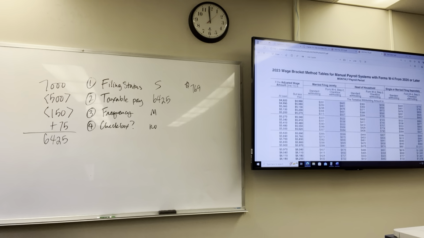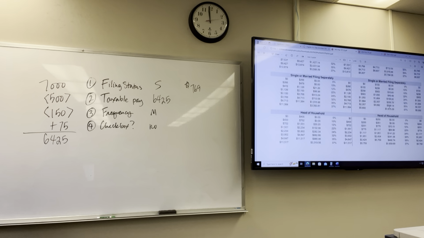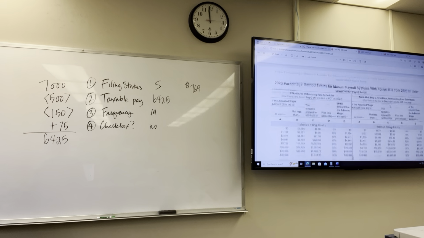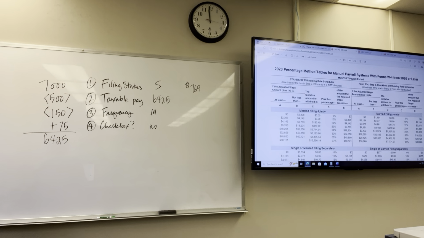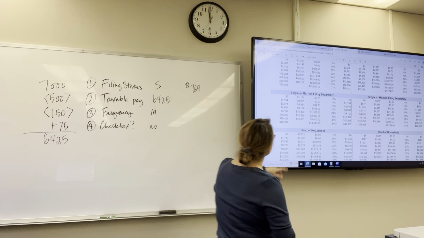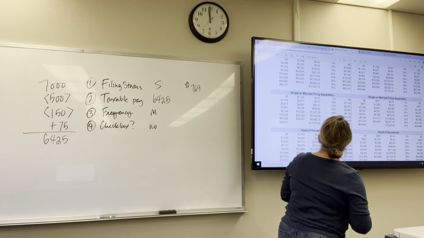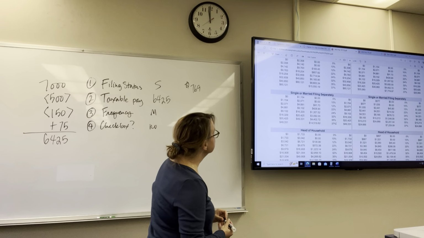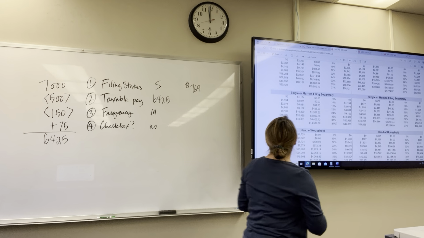So recall the single and married filing separator there. So let's look at the other. Monthly payroll period. No checkbox. So we're going to use the left-hand side tables. Single. So we're going to use this table here. All right. So 64.25 is between 48.81 and 91.02. So our tentative amount to withhold, 428.90.